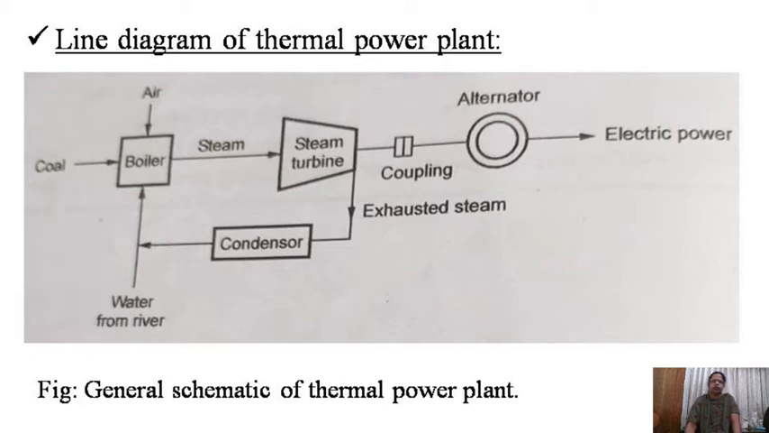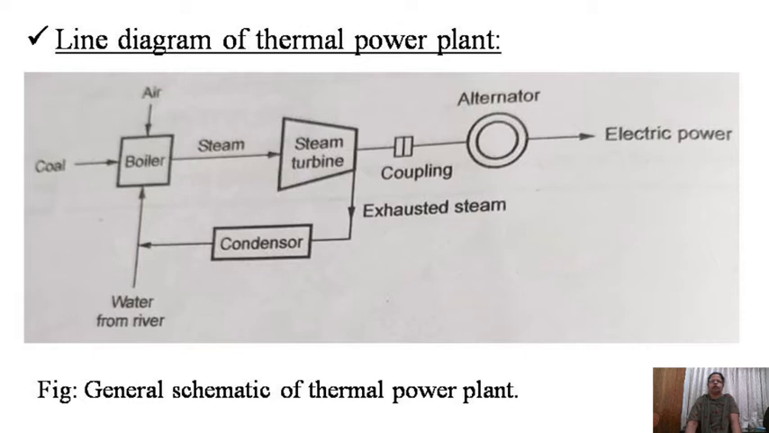To the boiler, the coal is fed, and also the air is fed to the boiler, and in the boiler the combustion of the coal takes place. That is, the coal combines with air to give the heat energy, and from the condenser the water from the river is also fed to the boiler. What are the quantities to be fed to the boiler? The coal, air, and the water from the river.